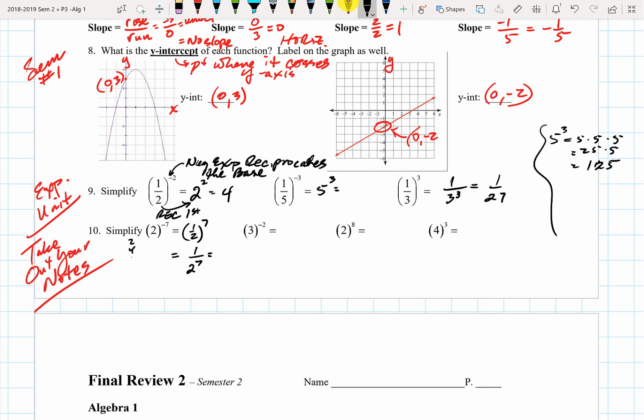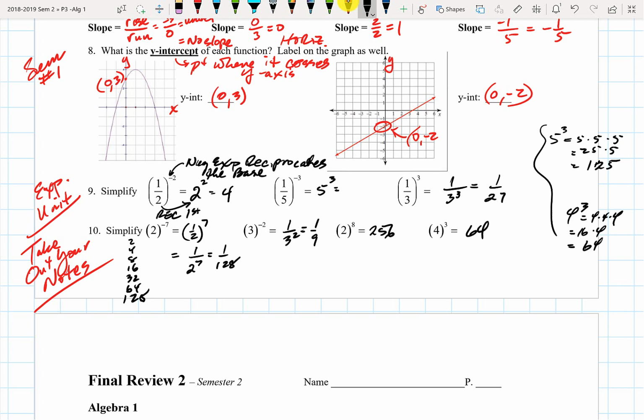So 2, 4, 8, 16, 32, 64, to the 1st, to the 2nd, to the 3rd, to the 4th, to the 5th, to the 6th, and then 2 to the 7th, which is 128. So this is equal to 1 divided by 128. That's one way to think about it. Or you can just convert it to a fraction. So this can be written as 1/3 squared, which is 1/9. To the 8th: if this is 2 to the 7th, then 2 to the 8th is 2 times as big, so this is 256. And then 4 cubed is equal to 4 times 4 times 4, which is 16 times 4, or 64. So this is 64.